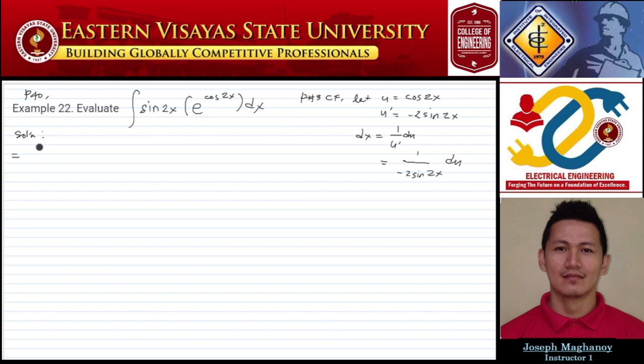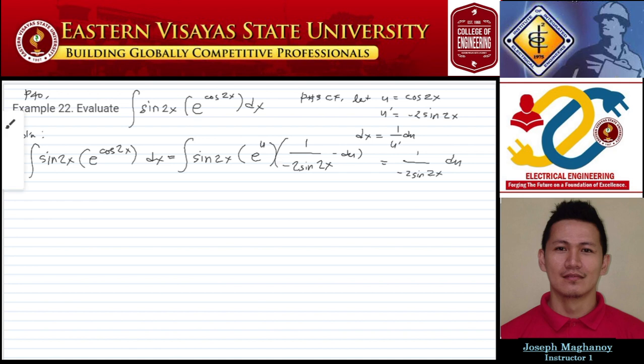Solution: integral of sine 2x e to the cosine 2x dx. So by applying our correction factor, with u equal to cosine 2x, the integral of sine 2x e raised to u, then our dx is 1 over negative 2 sine 2x du.